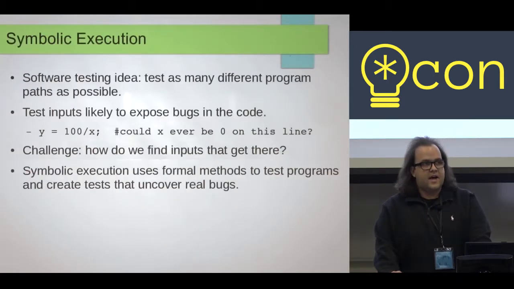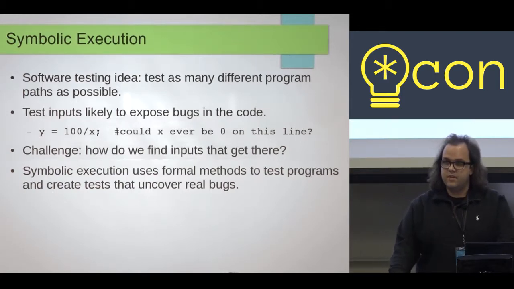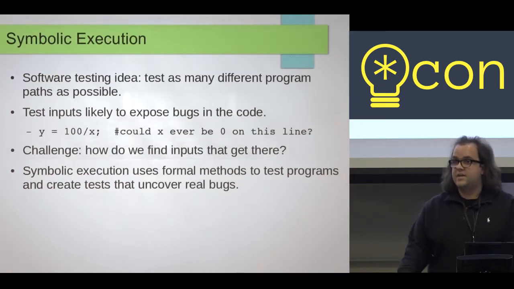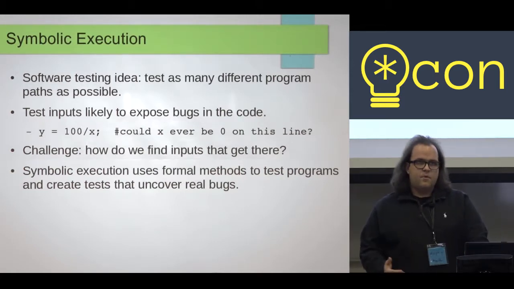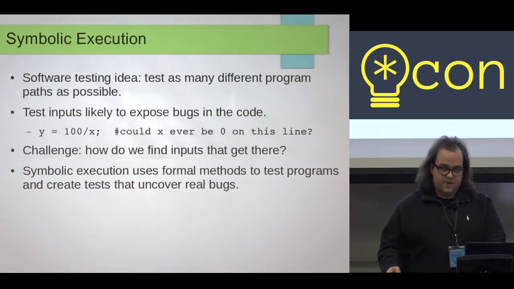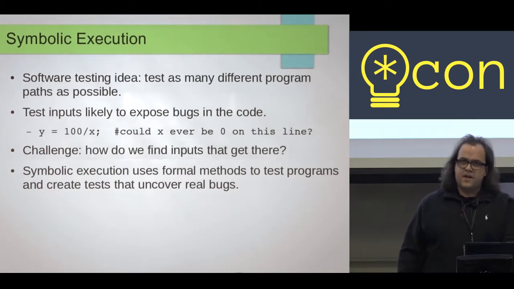So now we're going to look at an interesting application of SMT solvers called symbolic execution. And this is another really, really cool idea for software testing where SMT solvers really provide a unique benefit. An idea when you're testing software is you might want to test a lot of different program paths, in fact, as many as possible. And another idea is to test inputs that are very likely to expose bugs in the code.